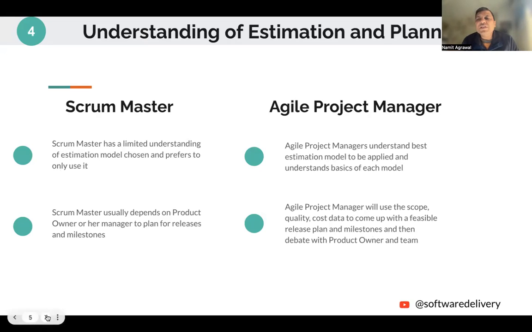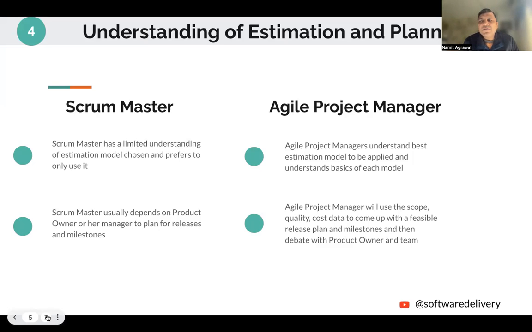The fourth difference between the Scrum Masters and Agile project managers is in the area of estimation and planning. Scrum Masters have a limited understanding of the various estimation models which exist and which model has been applied and for what reasons. Scrum Masters typically depend upon product managers and their own managers for the creation of release plans and milestones. Agile project managers, on the other hand, understand the various estimation models and the suitability and applicability of a specific model being applied to a project.